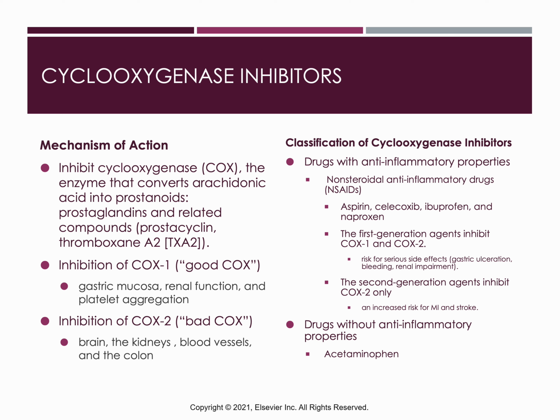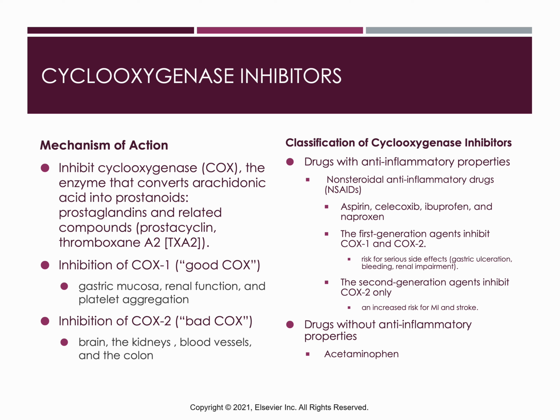Now, within the two different types of COX-1 and COX-2 inhibitors, we also need to classify how they inhibit. So they will fall into two major categories. The first one is drugs that have an anti-inflammatory property, and the second category is drugs that lack anti-inflammatory properties. The first group, drugs that have anti-inflammatory properties, we'll call non-steroidal anti-inflammatory drugs. So very easy to remember: the NSAIDs.